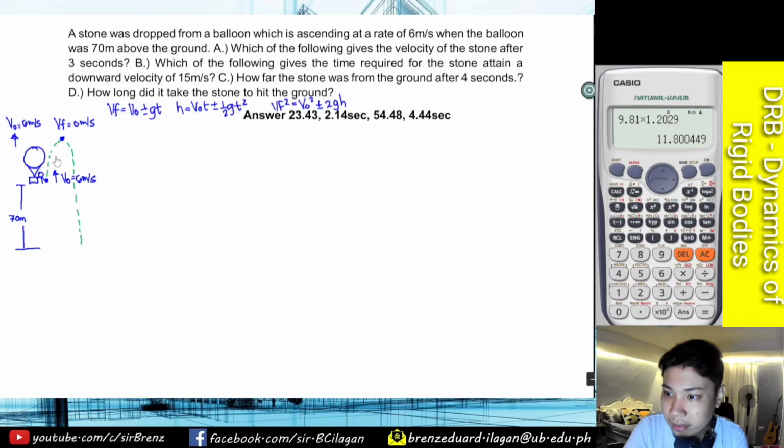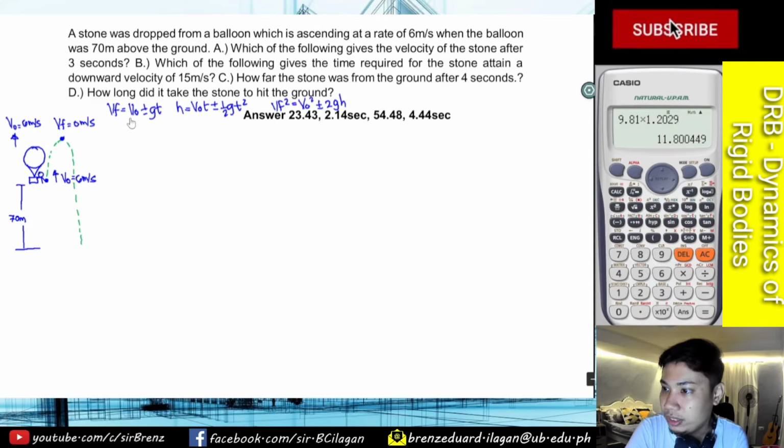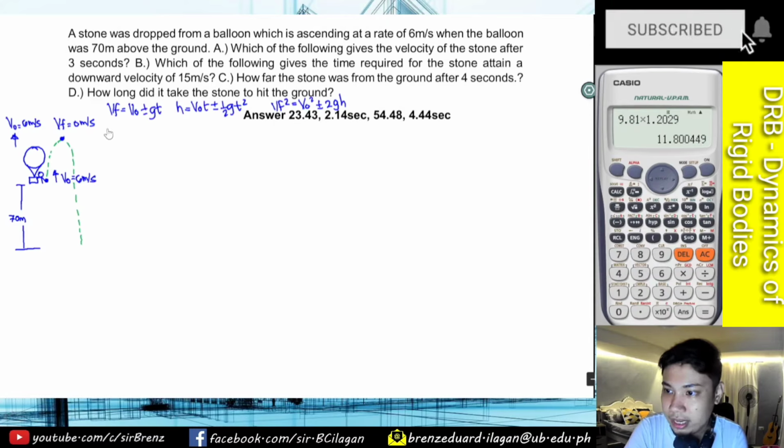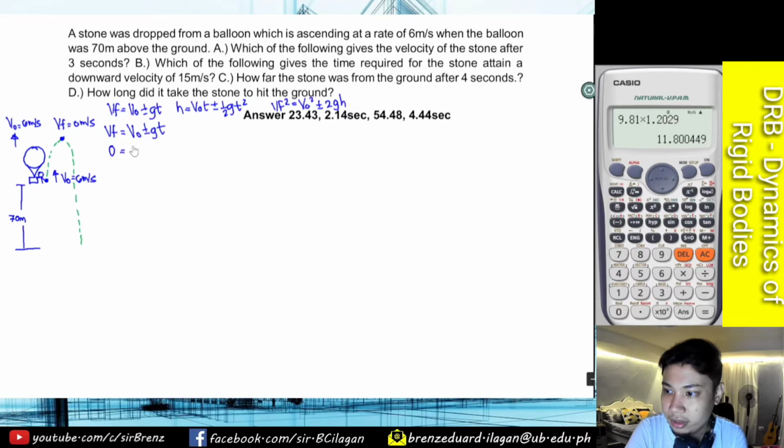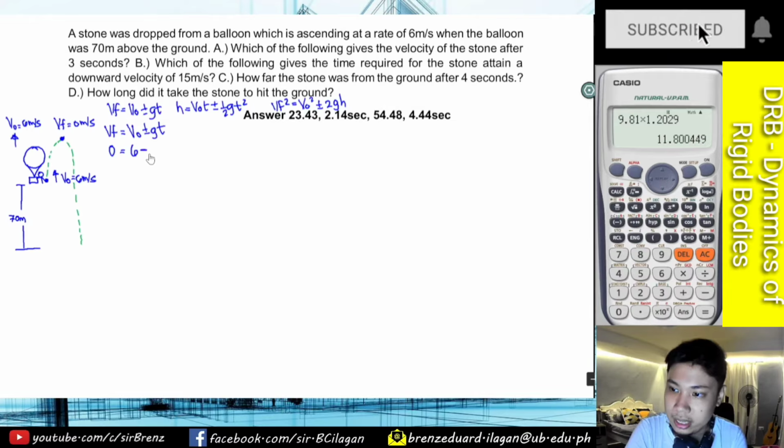What will be the time required to reach its maximum height? To solve for that, we will use this first equation. Final velocity is equal to initial plus or minus gt. Knowing that your final velocity will be 0 and your initial velocity is 6 meters per second. Since it's going upward, it is opposite the gravitational acceleration. That's why it is minus 9.81 times the time.